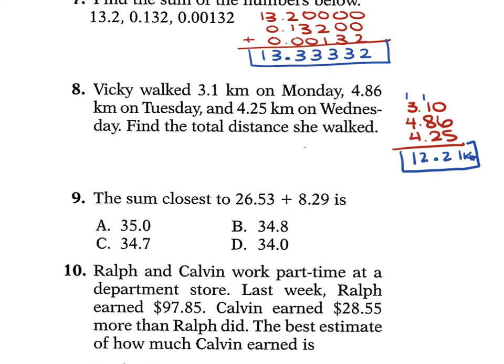For 9, it says the sum closest to 26.53 plus 8.29 is, well, we can do 27 plus 8. The 7 plus 8 is 15, and then the 2 plus 1 is 3. So that's 35, so I would choose A for this one.